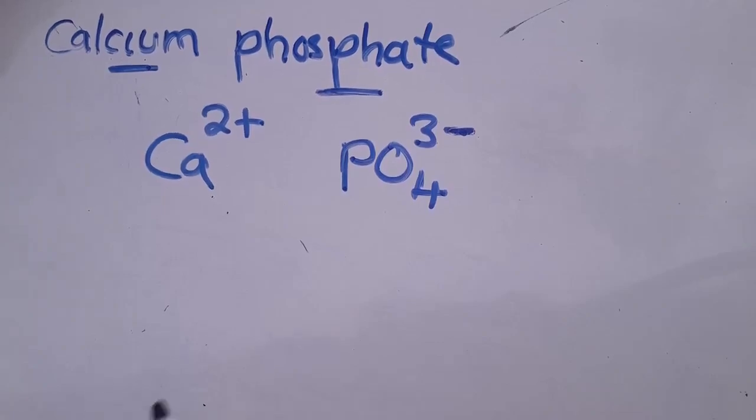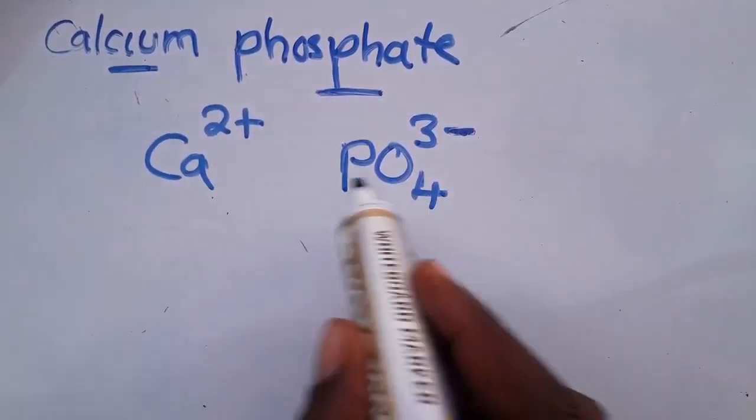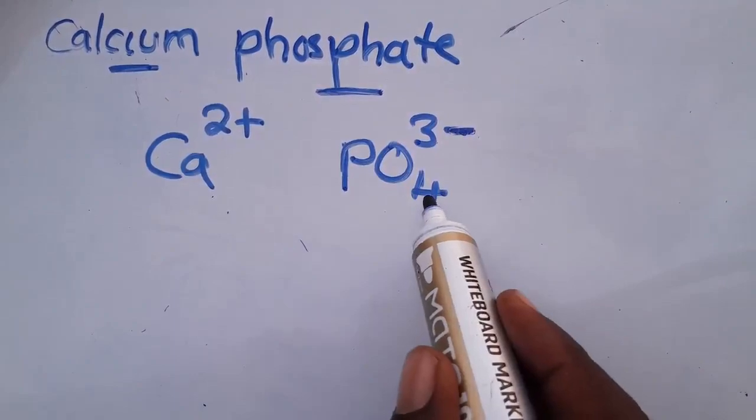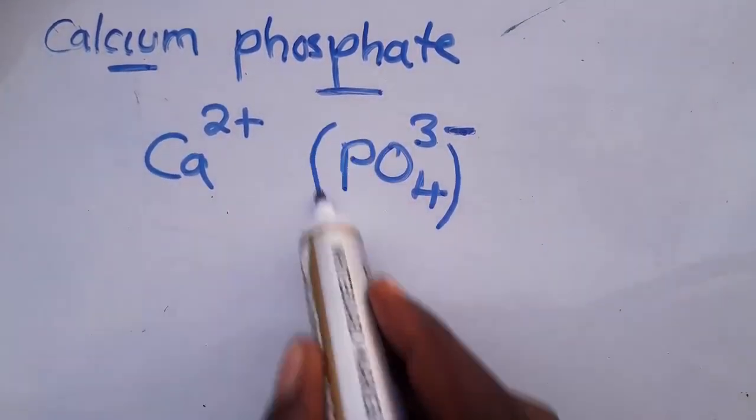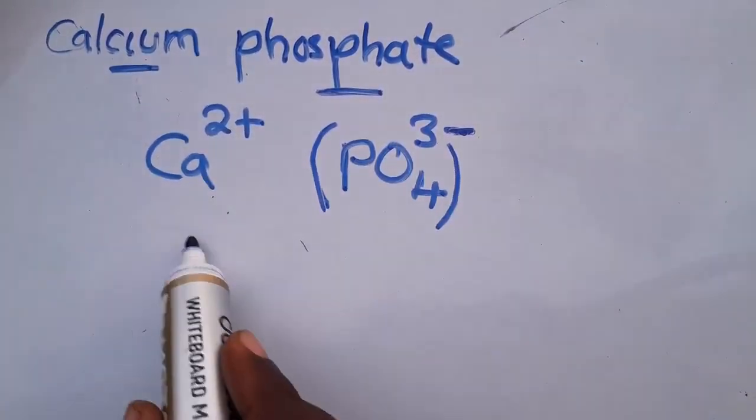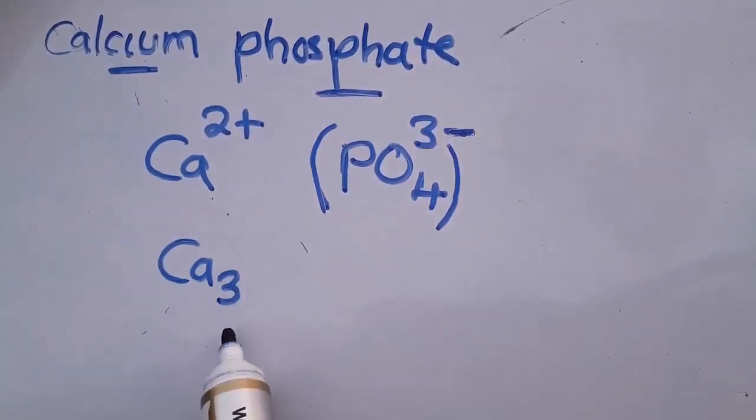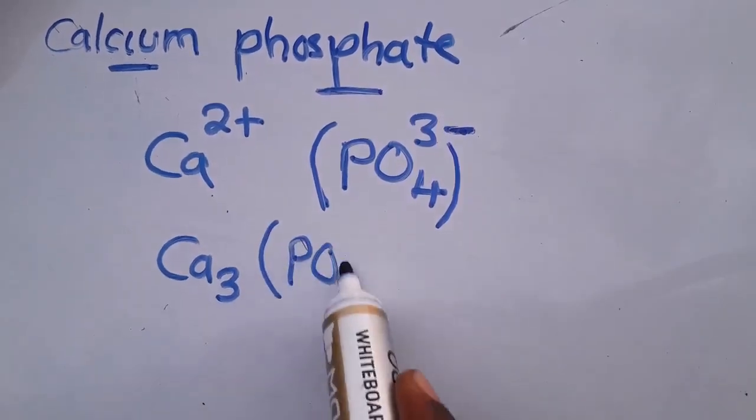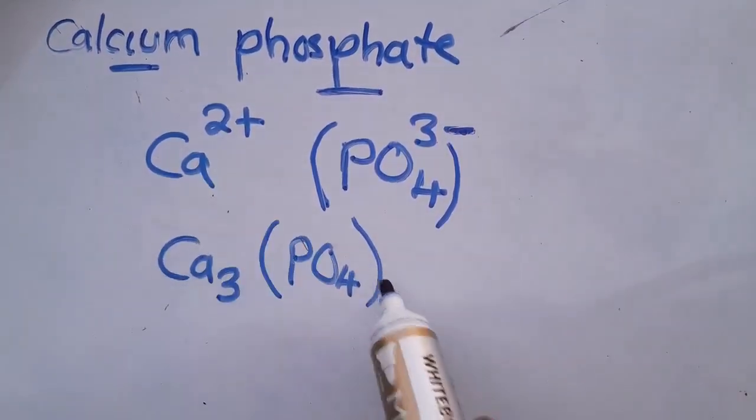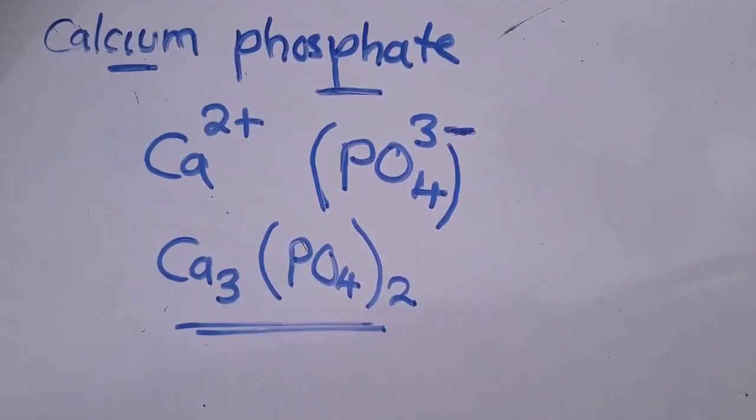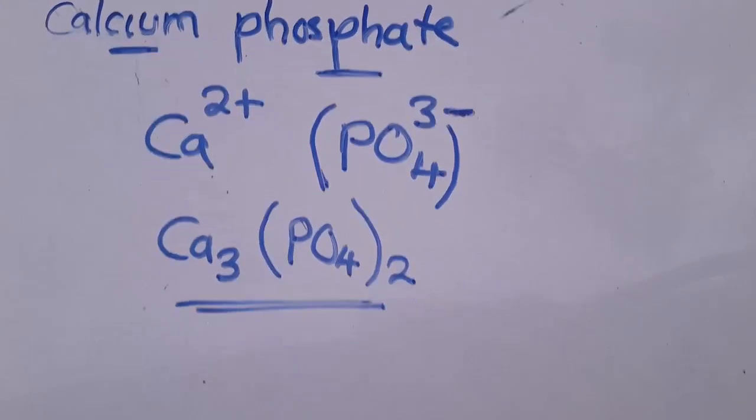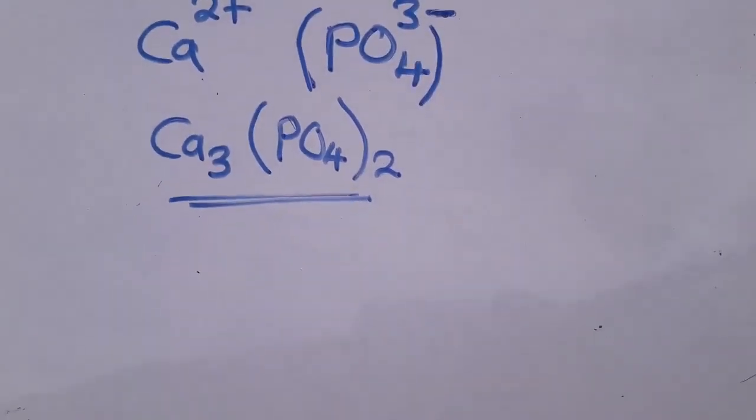Since the phosphate has 2 elements in it, you put it in brackets like this. So this 3 comes there, so it is calcium 3 there. Then this one, which is in brackets, a 2 comes there like this. So this is calcium phosphate. This is how you need to write calcium phosphate, just like this. Let us move to the other compounds.